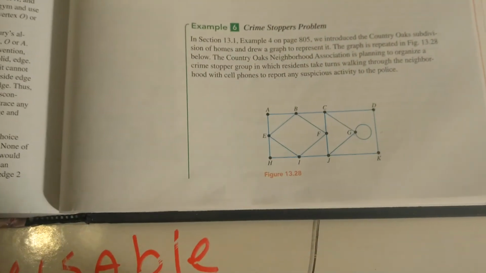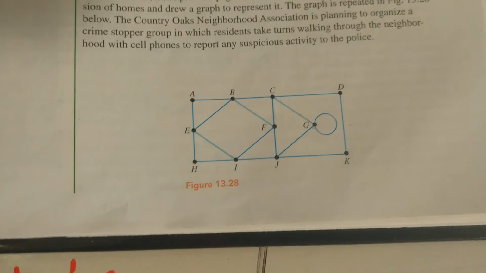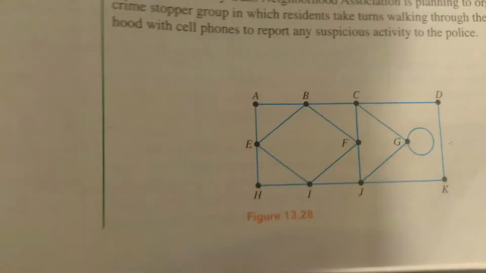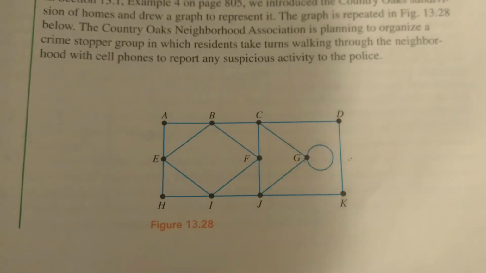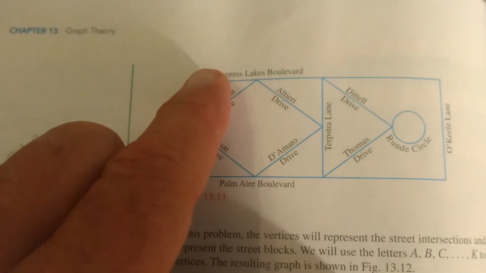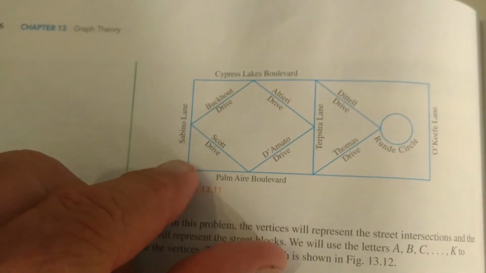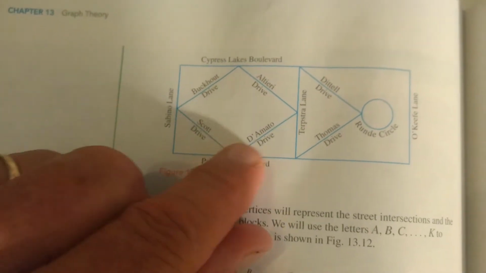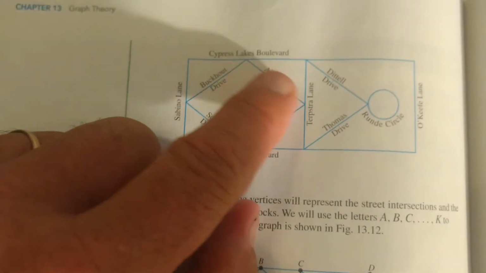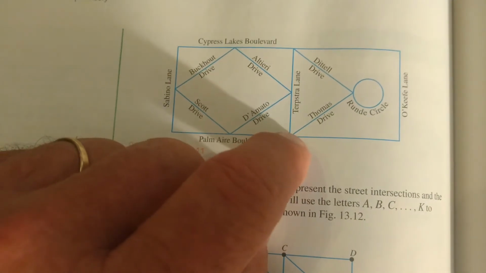Let's look at a second example. Here's the diagram. This is what we call the Crime Stoppers problem. This was also in 13.1. Here's the original diagram, talking about the streets. See how we have streets here, these are streets, these are streets.